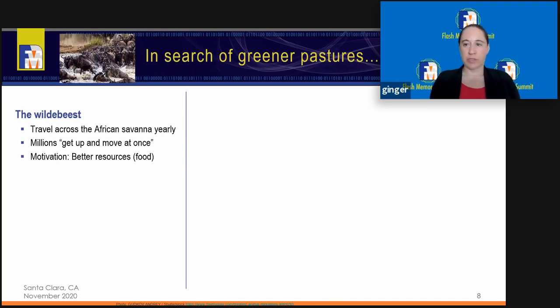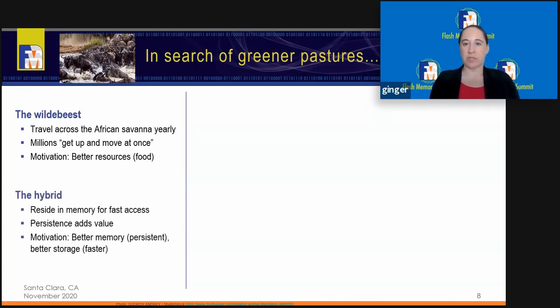Finally, one of the more interesting ones is the wildebeest. Now, they travel across the African savanna yearly, and as I was reading about them, it says that millions of them just kind of get up and move all at once, and they somehow know when it's time to migrate. The motivation for them is, like I said, greener pastures, better resources, better food.